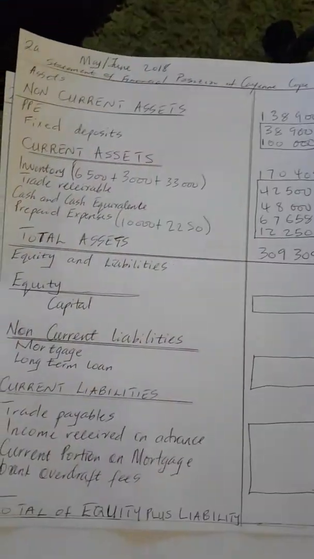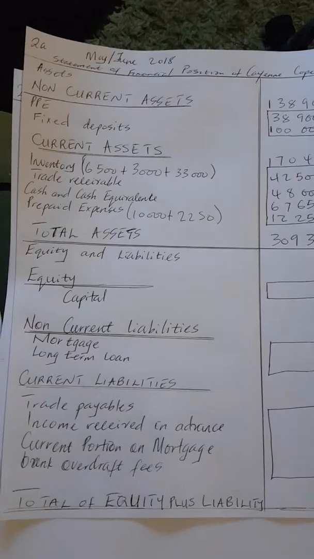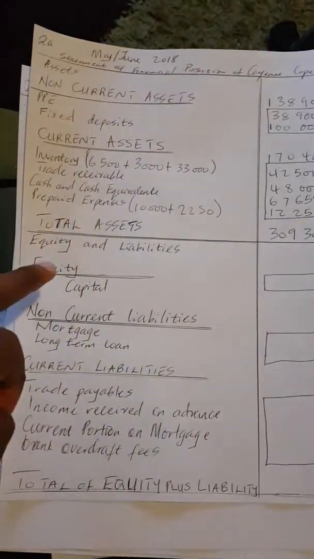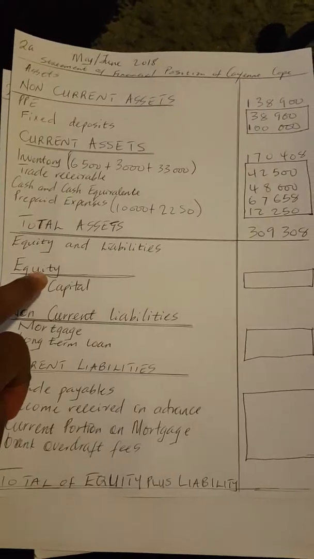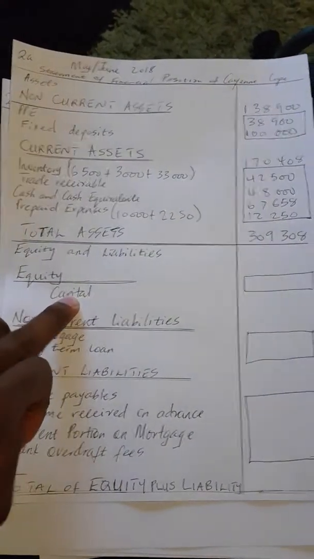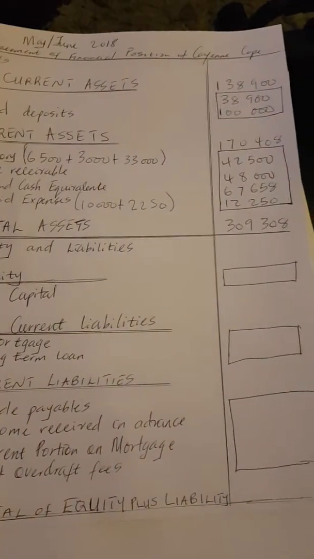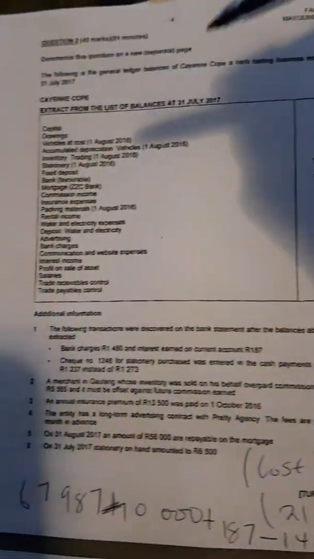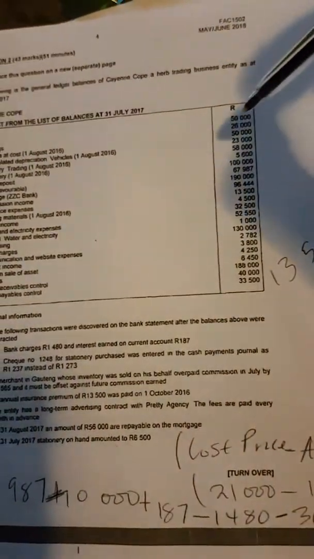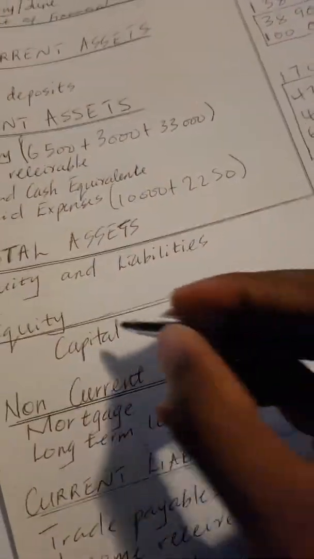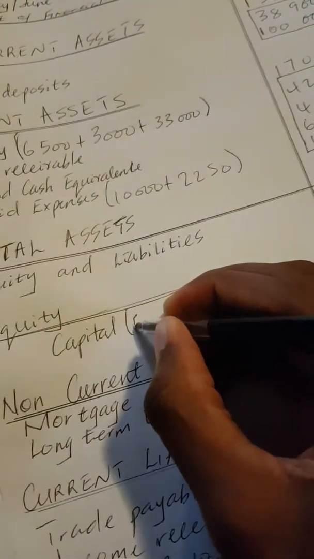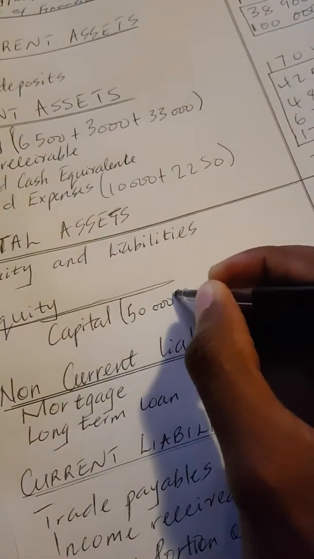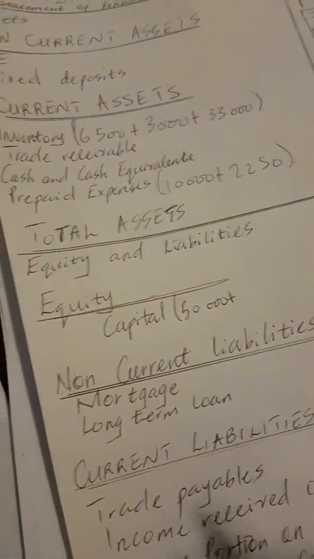Okay, while we are still on the May June 2018 question number 2A, let's move to equity. On equity, we're going to talk about capital. So how do you calculate capital now? We have the capital amount in our information, and the capital is 50,000. To calculate capital here, you must say capital is equal to the capital amount of 50,000 plus the comprehensive income. Do you by any chance have the comprehensive income?